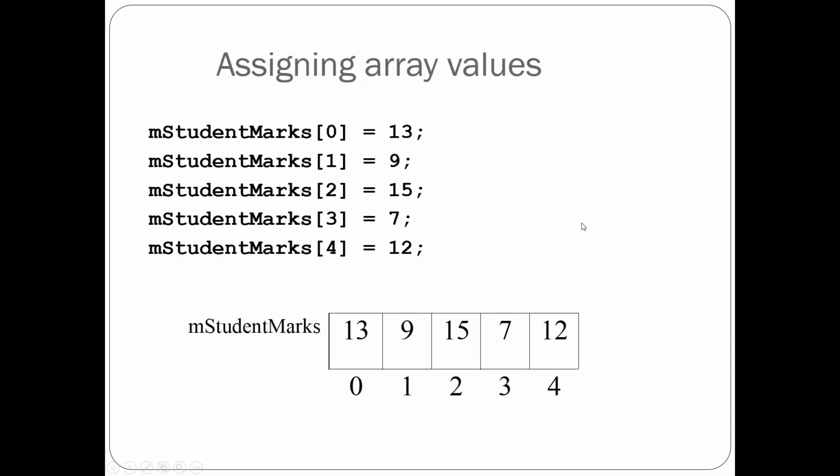So if we want to put numbers in the array, we could do it like you see here. And if you treat each individual element of an array as almost like a variable, what we're doing is creating 5 individual variables. They've all got the same name, but they've all got different addresses, and you can treat them like variables. So put 13 into mStudentMarks at position 0, put 9 at position 1, 15 at position 2, 7 at 3 and 12 at 4, and there are your 5 values in your 5 indexes of the array.